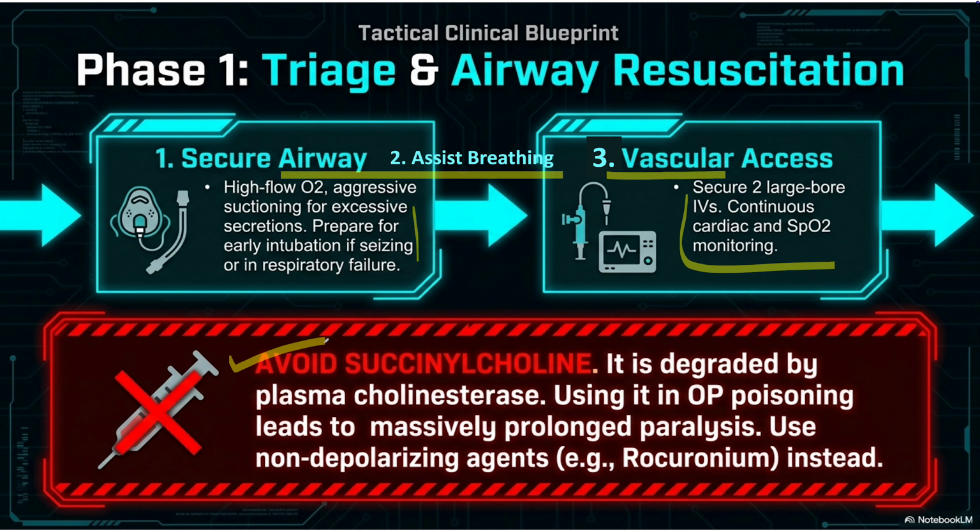And now pay attention to the red warning box at the bottom. Avoid succinylcholine. This is a very high yield point. Succinylcholine is metabolized by plasma cholinesterase. In organophosphate poisoning, cholinesterase activity is already impaired, so succinylcholine paralysis may become dangerously prolonged. Instead, non-depolarizing paralytics like rocuronium are preferred. This is exactly the kind of detail that appears in board exams and real ICU practice.